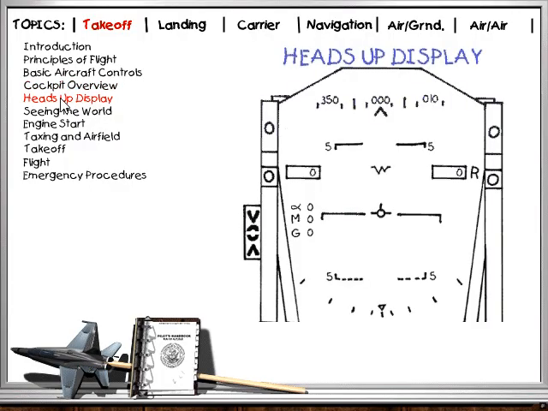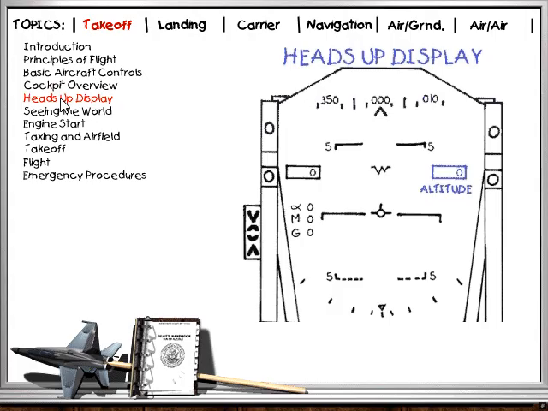The HUD is used as the primary flight instrument and weapon delivery display for the aircraft. Most operations can be performed with reference to the HUD alone. Certain items and symbology displayed in the HUD are specific to the selected master mode. For this reason, HUD displays will be discussed in many of the training topics to follow.